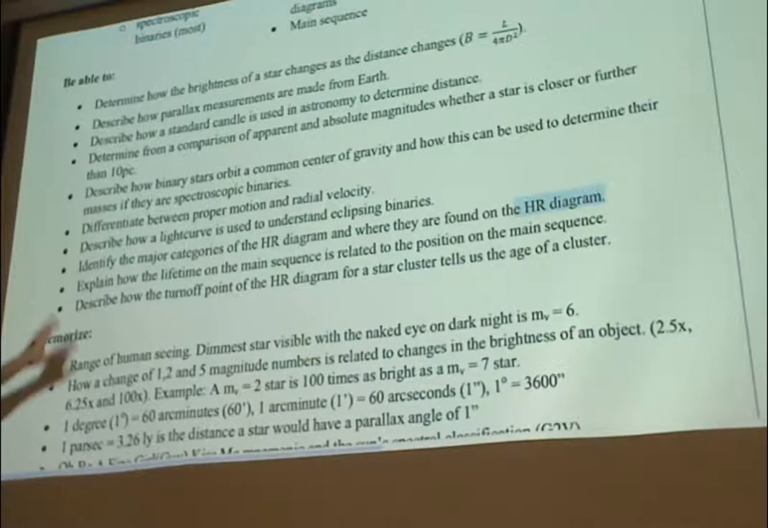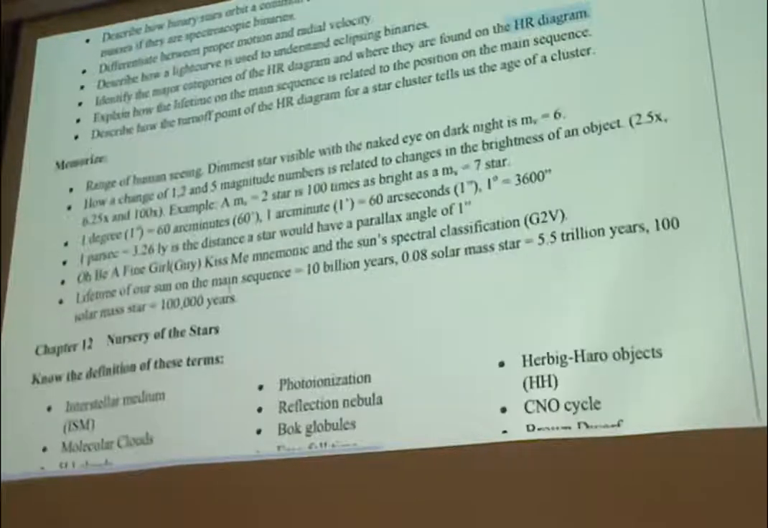Okay? I already did this. The turn-on point I did, all right? Okay. What's the range of human seeing? I already told you that. Okay. So the dimmest star we can see is magnitude 6.